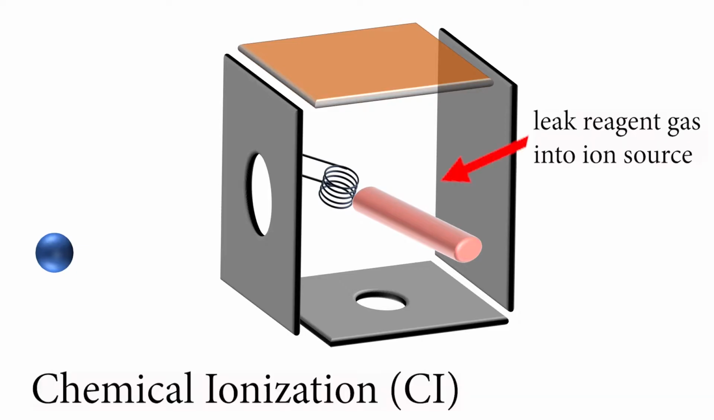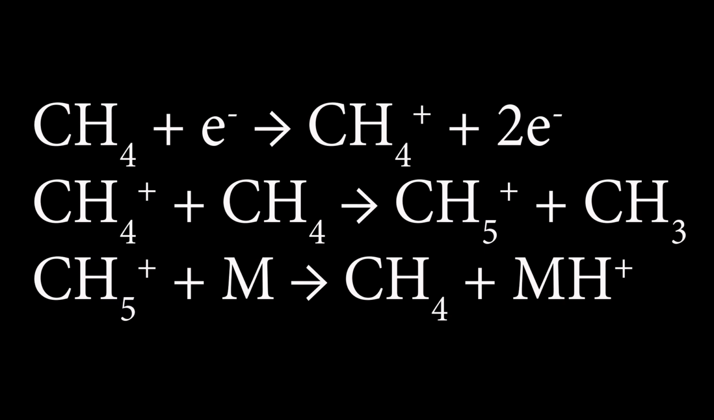So let's take a look at this chamber again. In chemical ionization, you're going to intentionally leak reagent gas into this ion source. So let's look at methane. Methane is a really common reagent gas. What's going to happen is, if you flood that chamber, it's not actually flooded, but you've sucked the air out for a vacuum and you leak back in a little bit of methane.